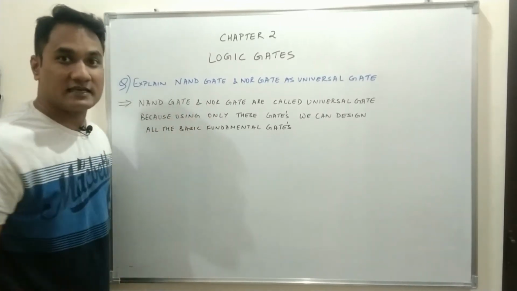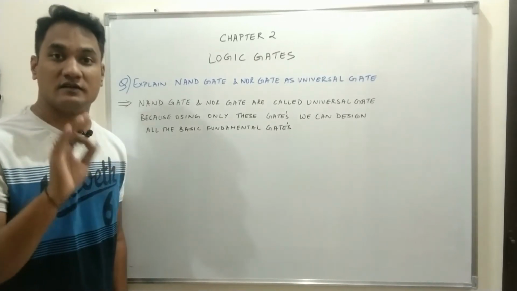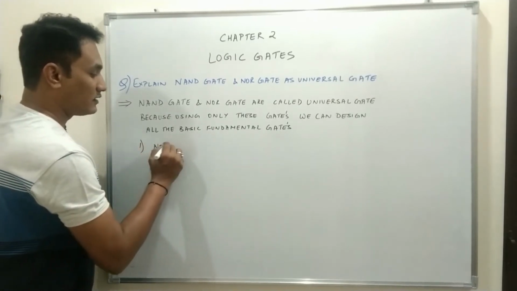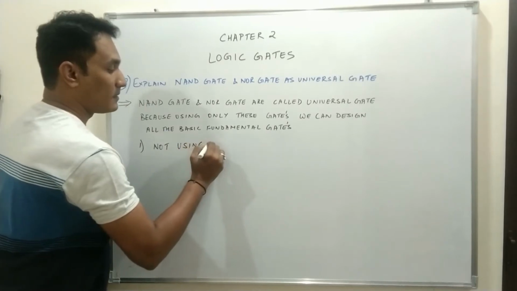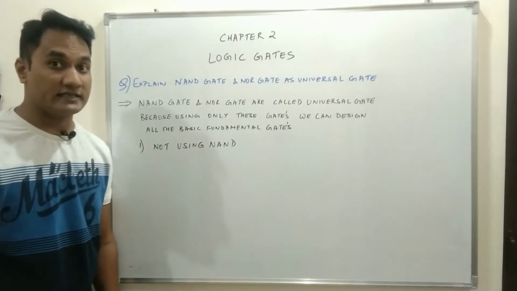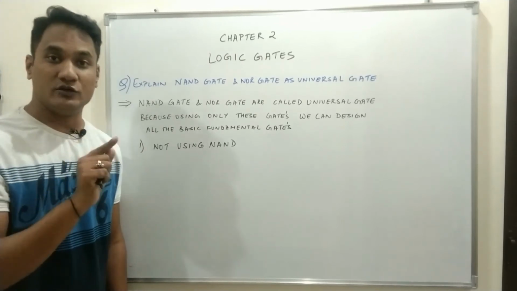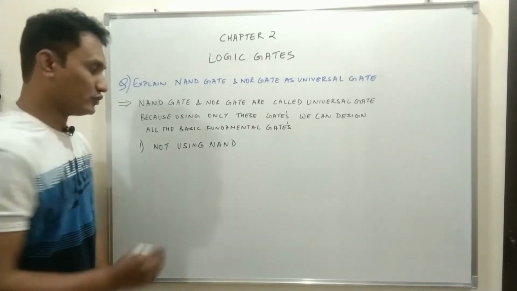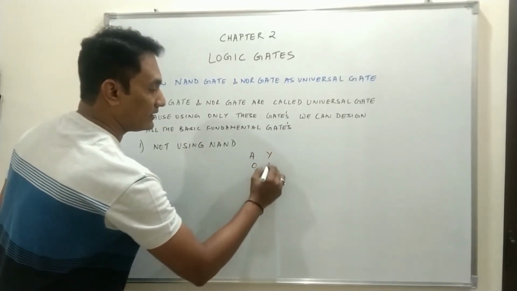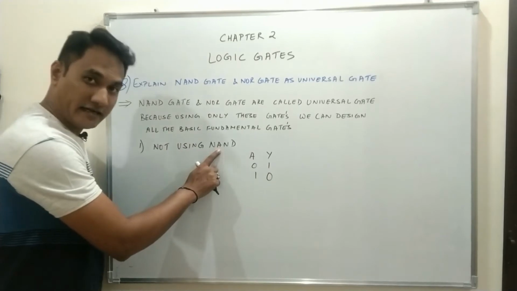The next part of the answer will be the 6 diagrams which have to be drawn, 3 using NAND gate, 3 using NOR gate. So the first one I'll take as NOT using NAND. NOT gate is an inverter gate where you give 0 as input, you get 1 as output, and when you give 1 at the input you get 0 at the output. So the truth table for a NOT gate is A, Y: 0, 1, 1, 0. Let us see how we can design NOT using NAND gate.